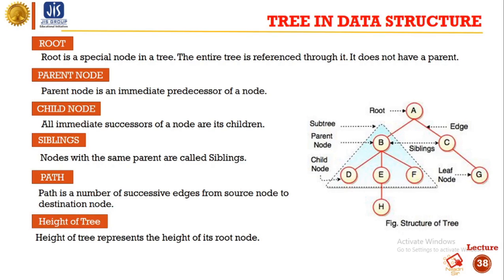Now, what is the height of the tree? Basically, the height of a tree represents the height of its root node. Here the root A is 1, B and C are 2, D, E, and F are 3, and H is 4. So the height of the tree is the height of the root, which is 4.